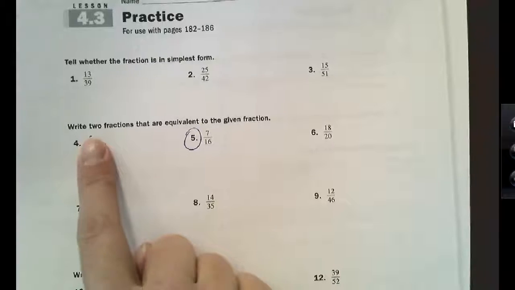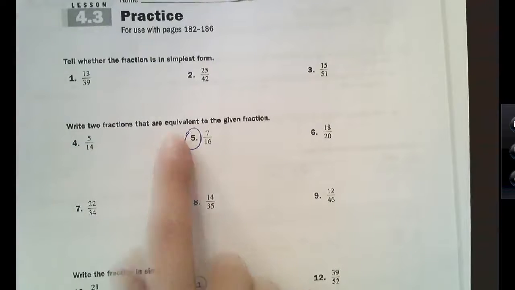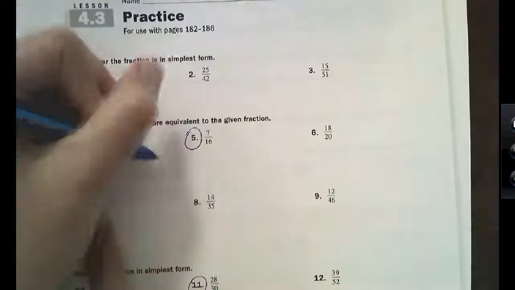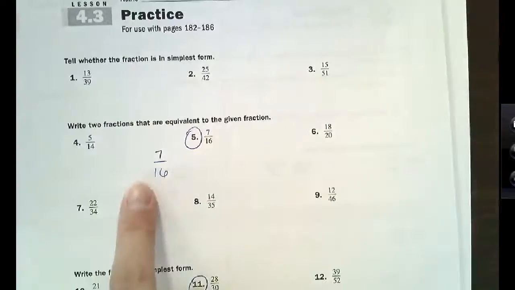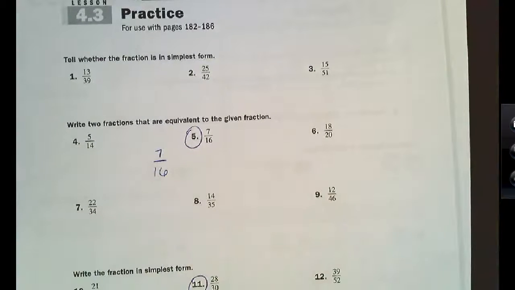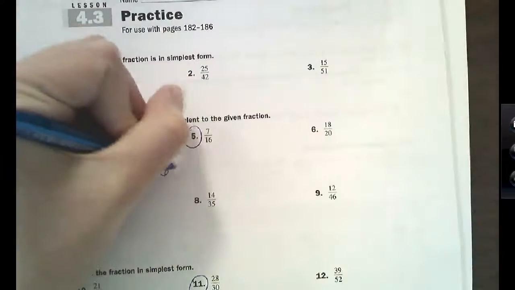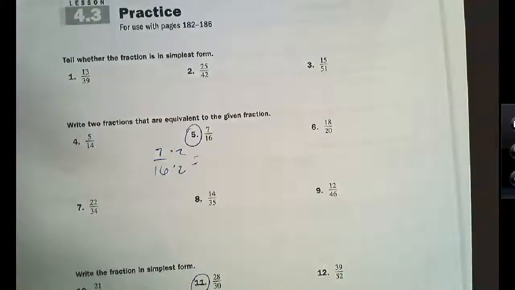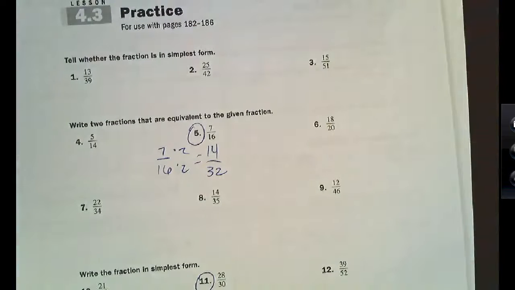All right, so for number 5, it just tells us to write two fractions that are equivalent to 7/16. So what we want to do is pick a number to multiply 7 and 16 by. What number do you want to pick? You did times 2, that's perfect. Times 2 is good. And so did you get 14 over 32? Yeah? Then you're good. You did it right then. Then you just have to do that twice.